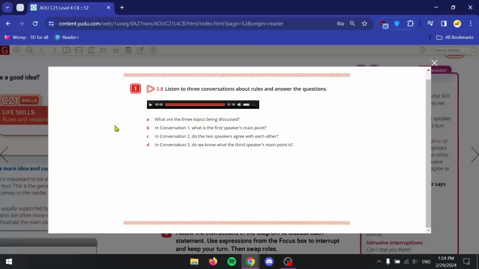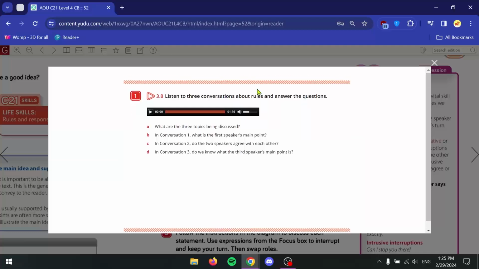In conversation 2, do the two speakers agree with each other? They do, yes, based on the expressions that they were giving. There's a lot of cooperative interruptions, so yes, they do agree with each other. In conversation 3, do we know what the third speaker's main point is? Well, there were a lot of intrusive interruptions, as you guys noticed. We could either say the main point is misunderstood or not even there. But if I had to guess a main point, it is probably about having more rules and regulations in place. But again, you can't say for certain because of how many intrusive interruptions there were. Okay? So this was exercise 1.